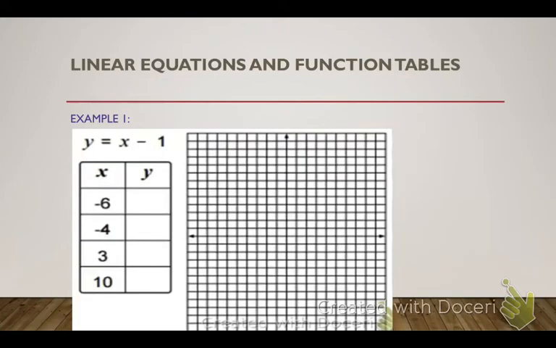Okay, so here's example number 1. Example number 1 says y equals x minus 1. Here is the function rule. We don't know what y is, and we know that whatever x is, we're going to subtract 1 from it. So here's our first x right here. We're going to say x minus 1, so x is negative 6, minus 1.